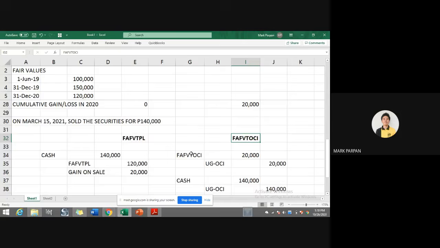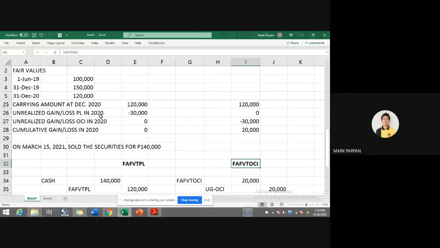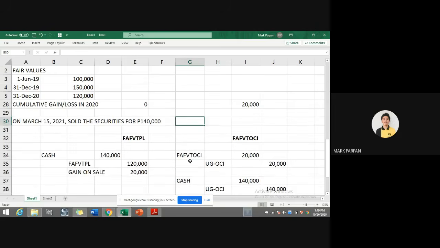How much is our carrying amount for FVTOCI last year? 120,000. How much is the selling price now? 140. So from 120, we first need to remeasure, then sell. We need to remeasure from 120 to 140, so the difference will be 20,000. So we will debit FVTOCI and credit OCI for 20,000.